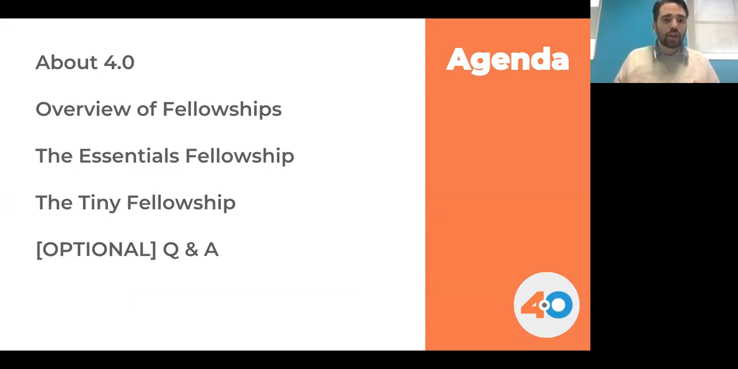The agenda is pretty simple. We'll start talking about 4.0 Schools overall, just so you can get a sense of who we are beyond the website, see some different faces. We'll talk about our two fellowships and how they overlap and connect. And then we'll actually do a quick deep dive into the Essentials Fellowship with Sydney, who works directly on that program.